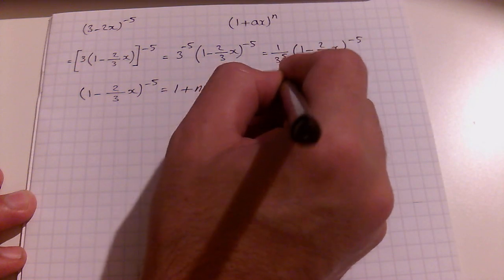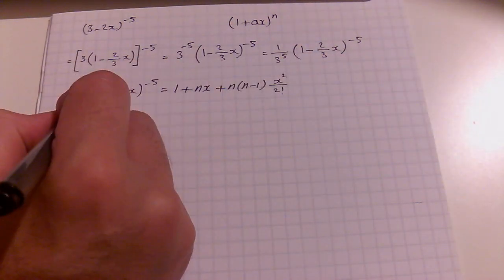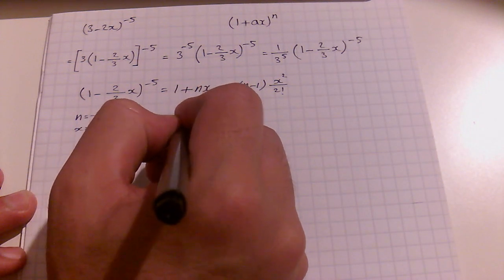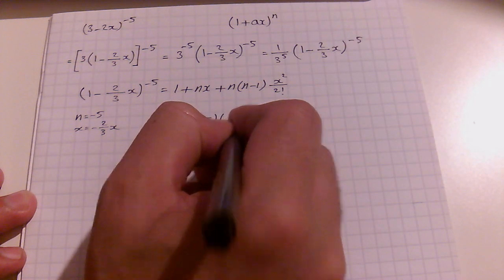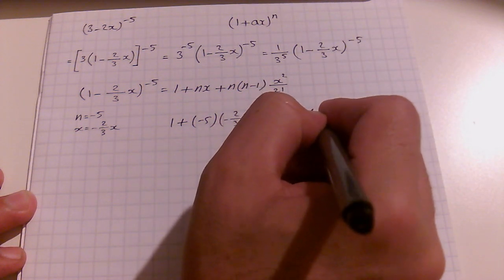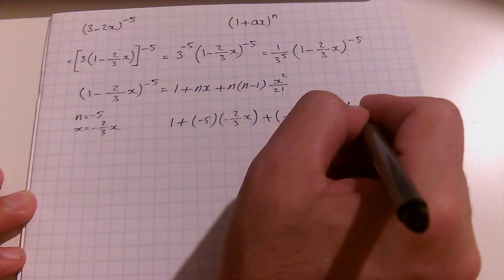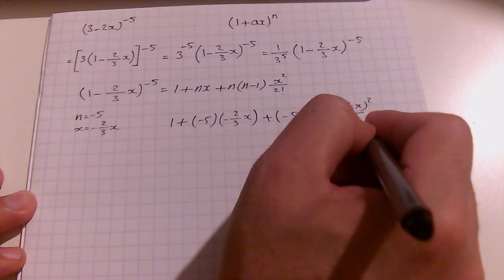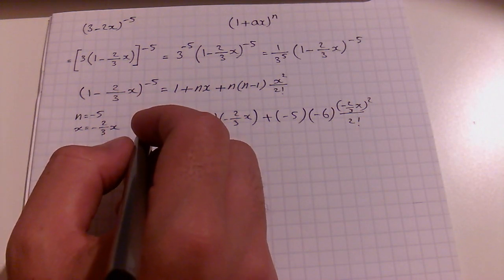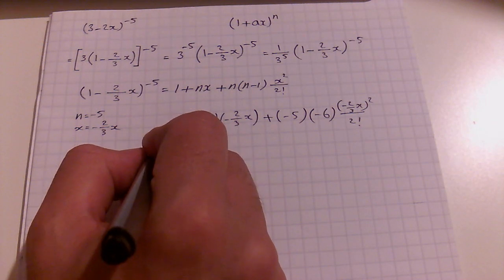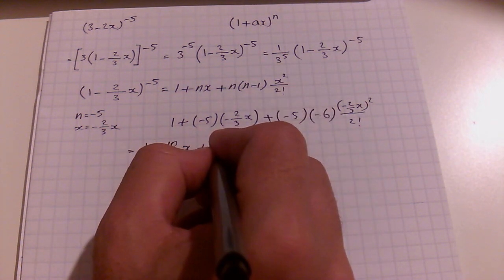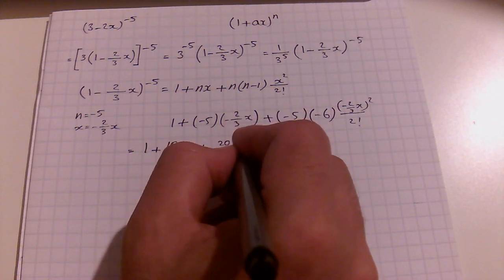Okay, let's expand (1 - 2/3 x) to the minus 5, which is, the formula is 1 + nx + n(n - 1)x squared over 2 factorial, where n is minus 5 and x is minus 2/3 x. So which becomes 1 + (-5)(-2/3 x) + (-5)(-5 - 1, which is -6)(-2/3 x) to the power of 2 over 2 factorial.